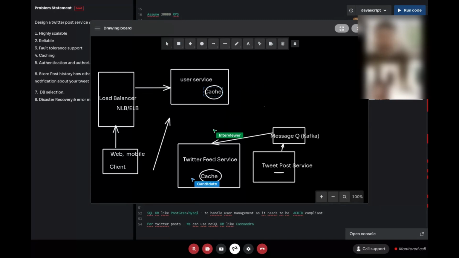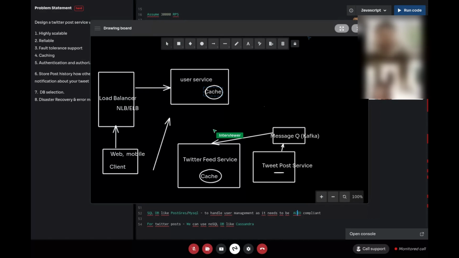So here, I mentioned that we can use a combination of two things to handle user management. We can choose a MySQL, a SQL based database, because we need to be very much ACID compliant in this case. We also talked about disaster recovery and error management. SQL works like a charm here, because one of the properties, the D of ACID, is durability, right?